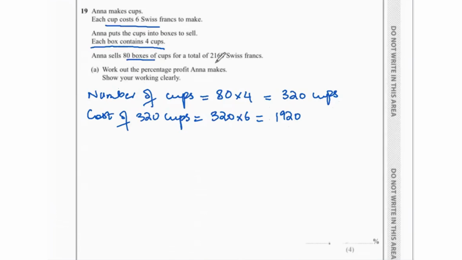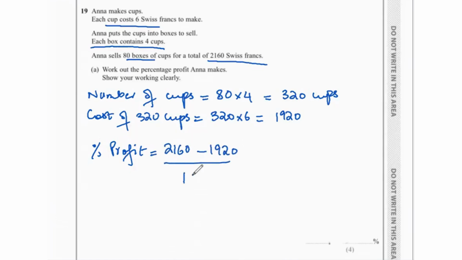Now they've told us that she sold them for 2160. So for the percentage profit, it's going to be 2160 minus 1920, divided by 1920, times 100. That equals 12.5%.